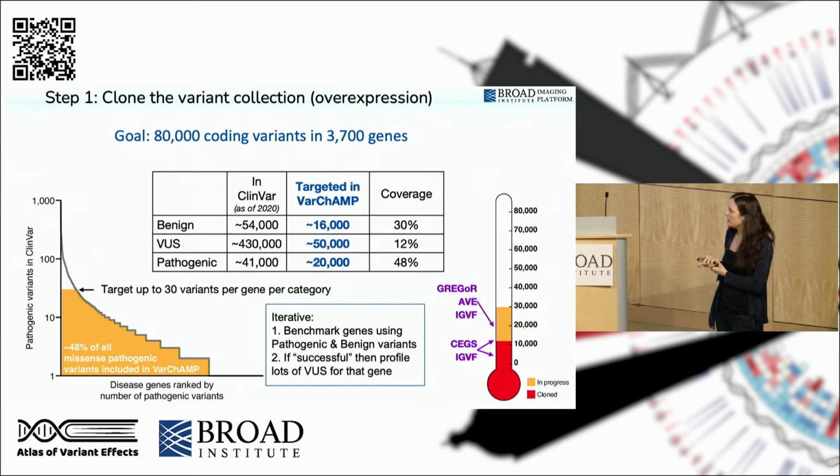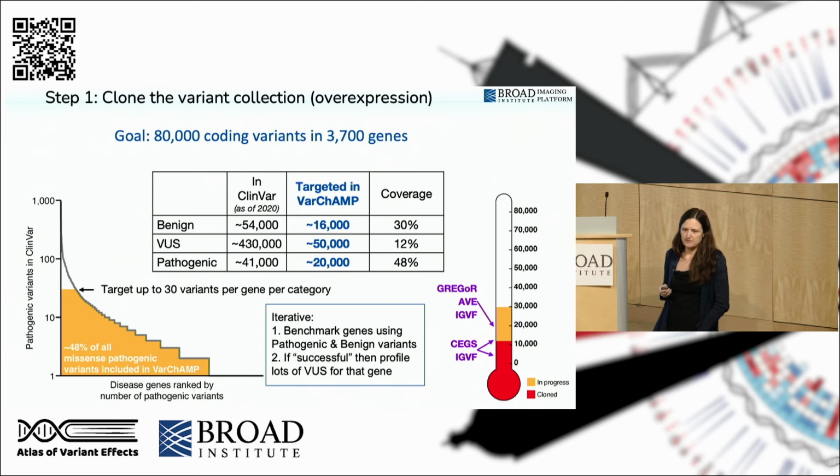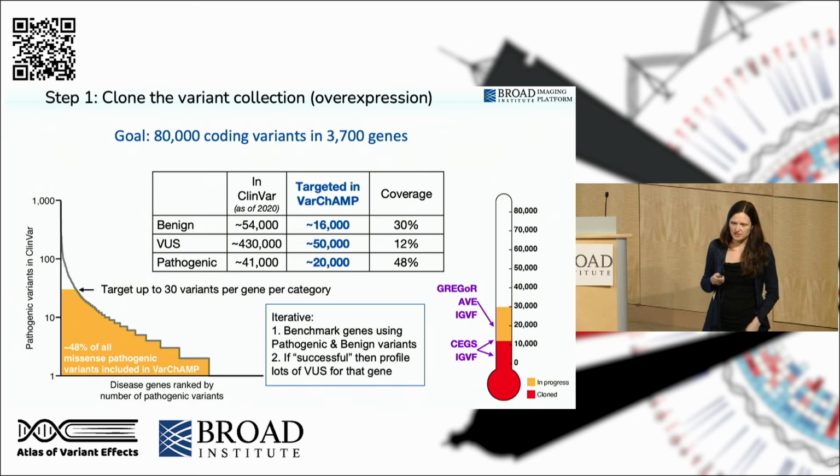And so the goal, we also want to cap it. We don't want to do a ton of work on a single gene, but instead spread it out across a lot of the genes that are in the database. So those are the variant collection that we're interested in.